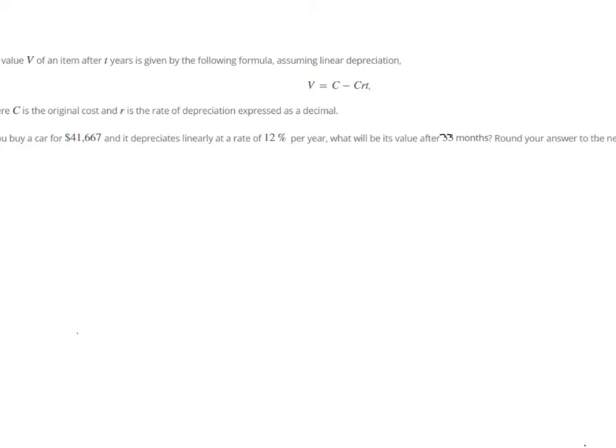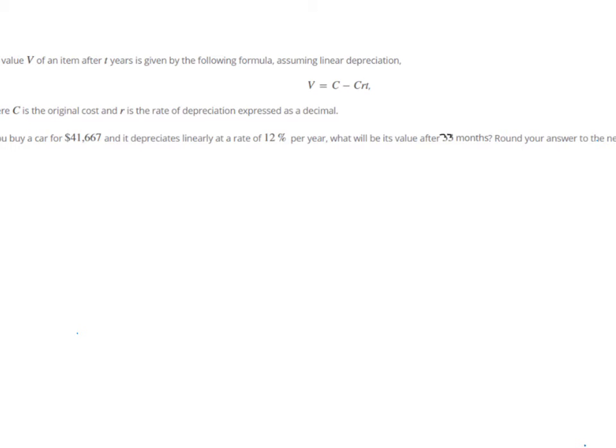All right, let's take a look at this example. This one is not from your formula sheet, but the formula is incorporated in the problem. The value of an item after t years is given by the following formula, assuming linear depreciation, so it's going to go down at a steady rate. C is the original cost, R is the rate of depreciation expressed as a decimal, and they give us some information.